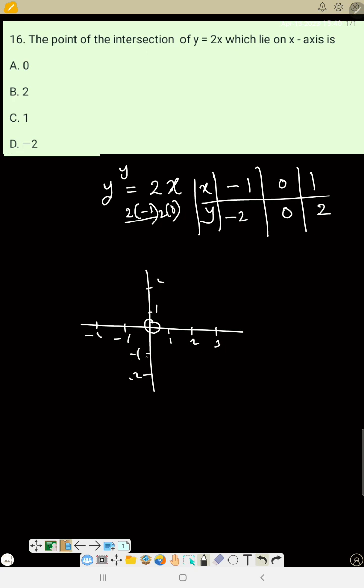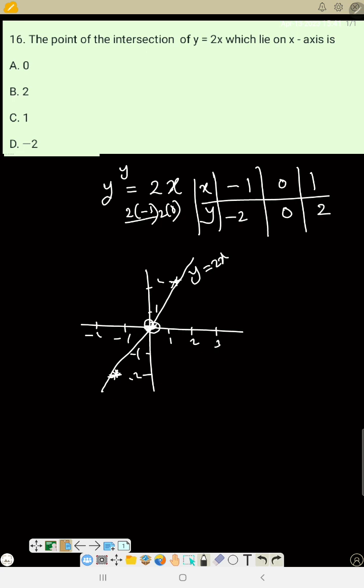When x is minus 1, y is minus 2. When x is 0, y is 0. When x is 1, y is 2. So this will form a straight line. If you look at the question, the point of intersection of y equals 2x, so this line now is y equals 2x. So now, which lies on the x axis? This is the x axis. See where they meet.